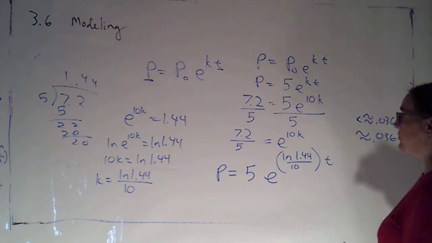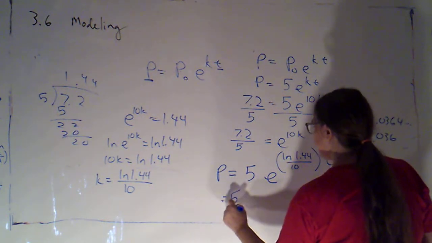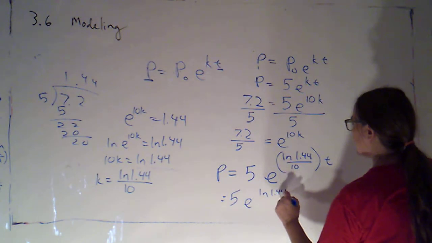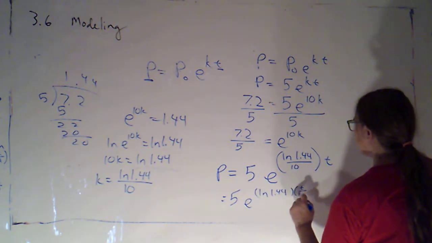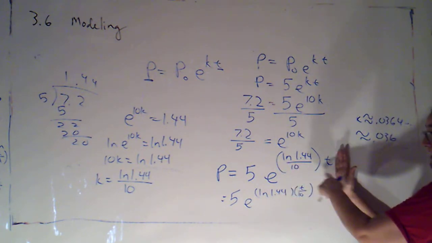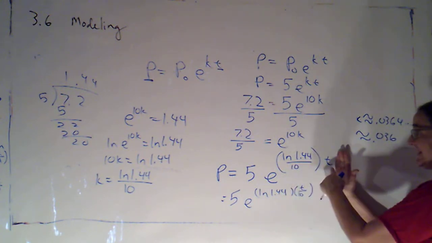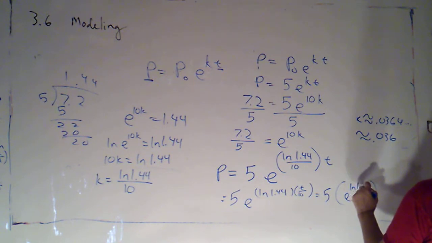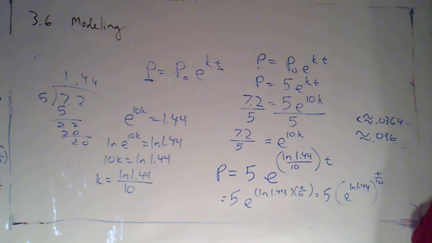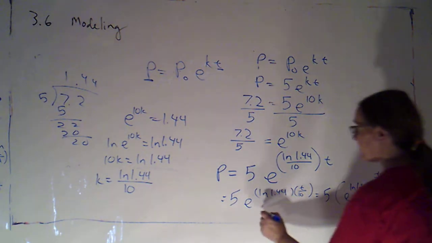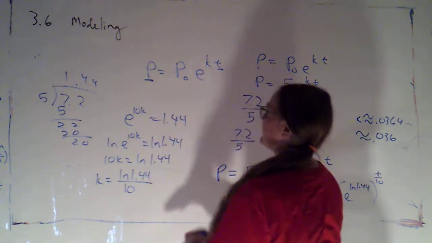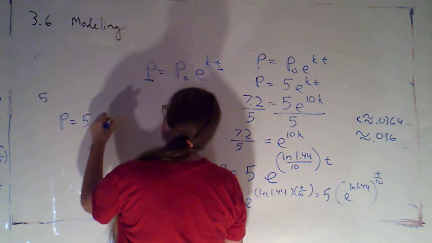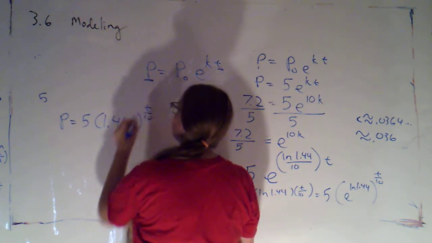I just want to show you, if I had the freedom to change the form a little bit, there is a simpler way I could write this. Because notice, this is 5 e to the, I'm just going to rewrite that exponent as the natural log of 1.44 times t over 10. That's exactly the same. Then I could say that's 5 times e to the natural log of 1.44 to the t over 10. And this is just 1.44. So I could say my population is 5 times 1.44 to the t over 10.